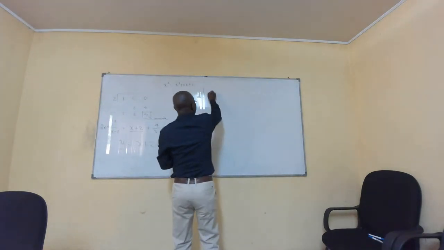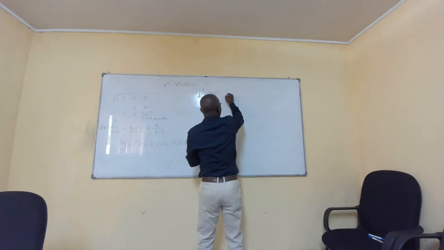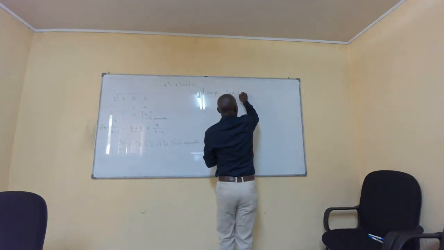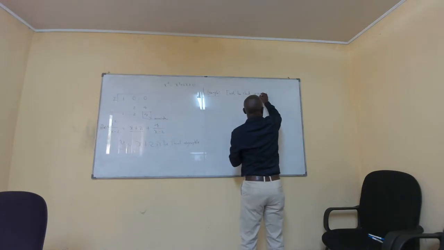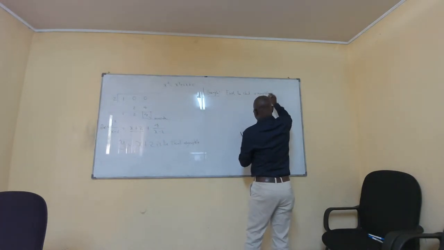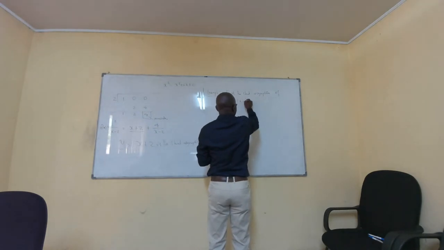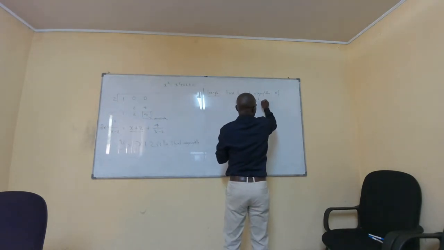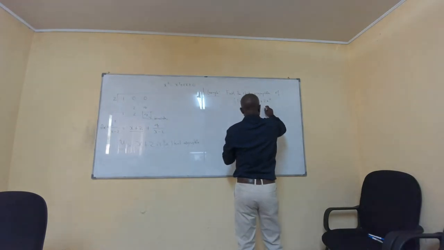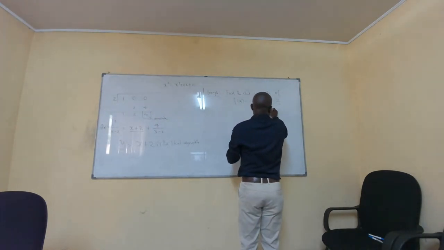Next example says find the slant asymptote of some function f of x equals 3x to the power 3 plus 2x squared plus 2 over x squared minus 1.